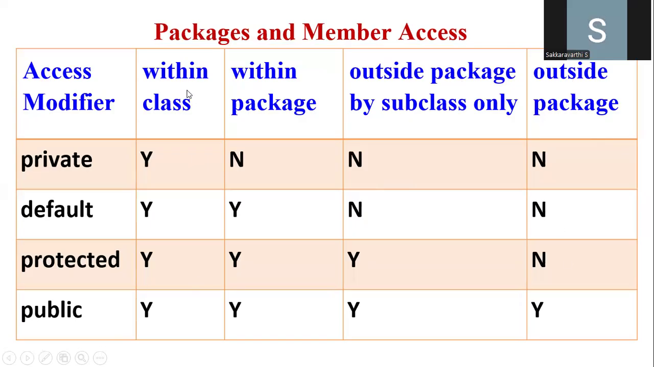In protected, within the class is permissible, within the package is permissible, outside the package through inheritance is permissible, outside the package is not permissible. When a class member is declared with the modifier public, within the class we can access the members of the class, within the package also we can access them, and outside the package through inheritance we can access them. The members are accessible outside the package when declared with the modifier public. So that is the inference from this table.